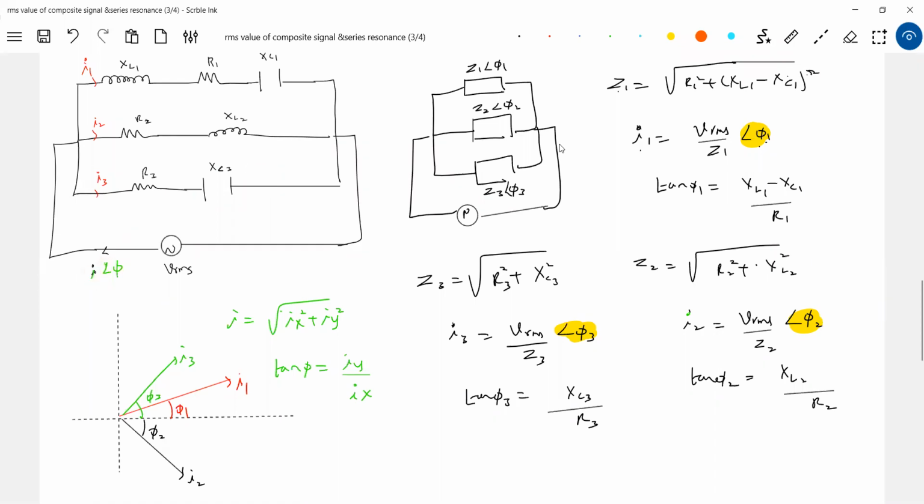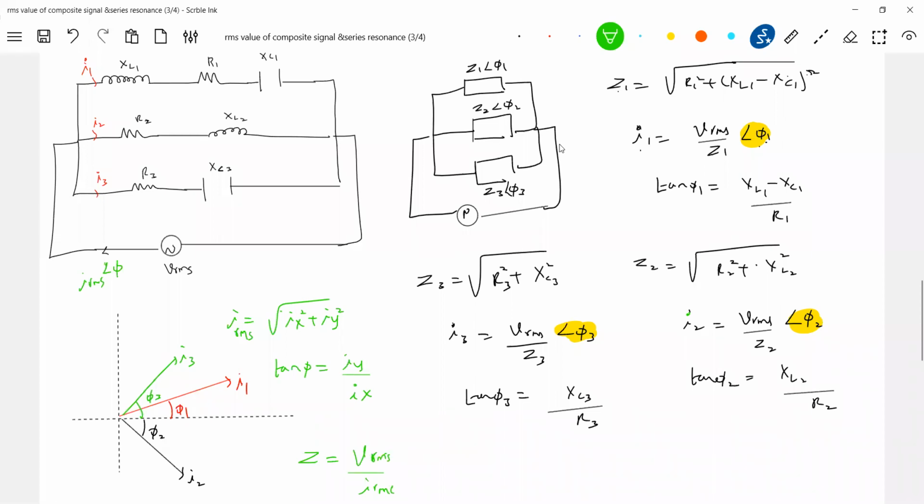Then you know IRMS, the total IRMS. Then what about the impedance of the circuit? The impedance of the circuit should be VRMS by IRMS.